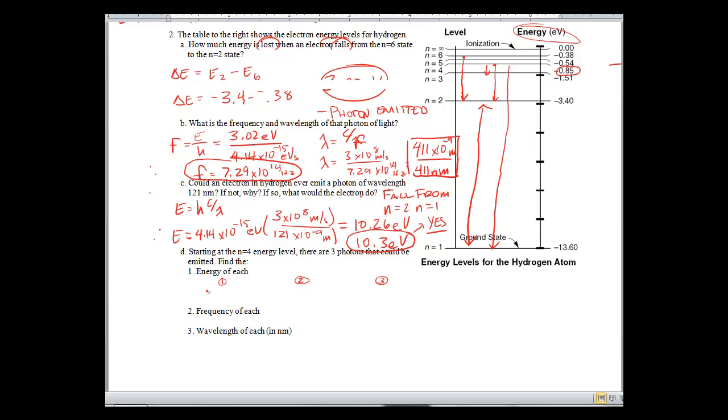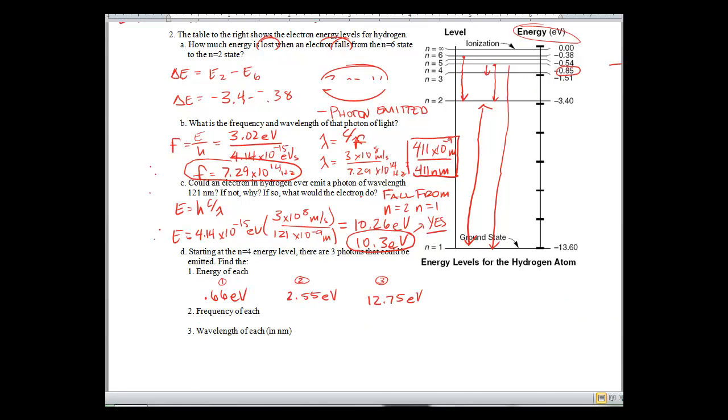So the first one we have is 0.85 and 1.51. That's 0.66 electron volts. The next one we have is from 0.85 to 3.40. That difference is 2.55 electron volts. And then we have from 0.85 to 13.6. That's 12.75 electron volts. Now, for these differences, they're always going to be positive. But when an electron falls, it's going to kick out a photon, and when an electron moves up, it's going to absorb a photon. So, find the frequency of each.